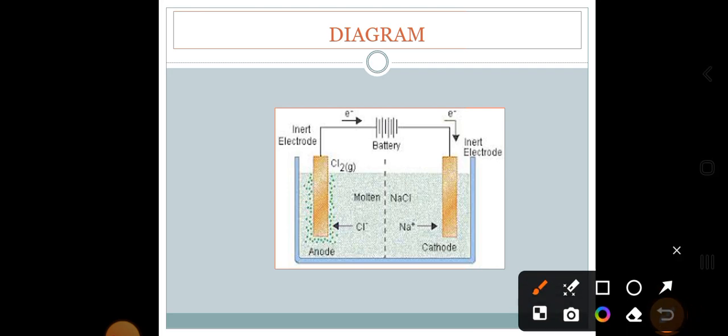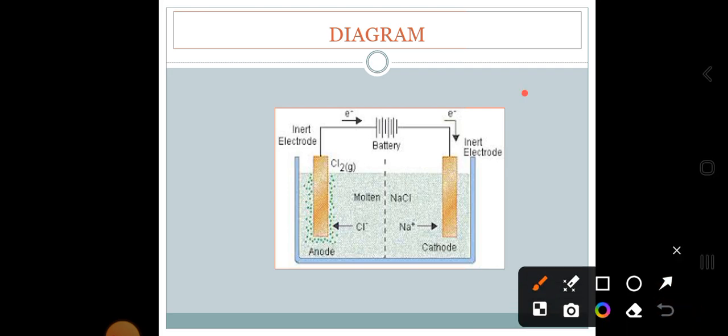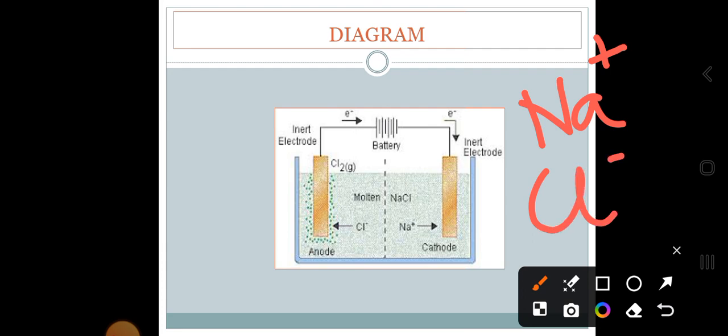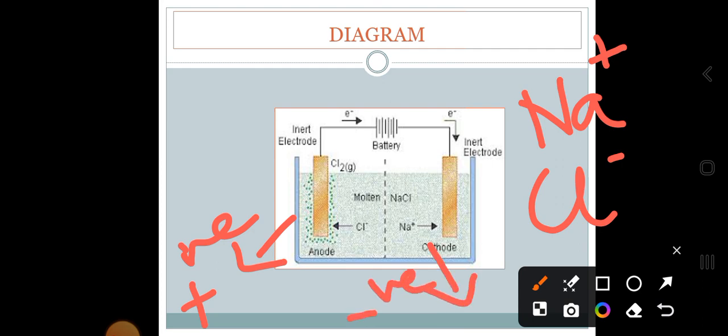Now the reason behind this is that in molten form or in presence of water, they will split. The two ions will split into Na plus and Cl minus. Okay, so now what happens? See, now observe this diagram carefully. We all know that anode is the positively charged electrode, and cathode is the negatively charged electrode.